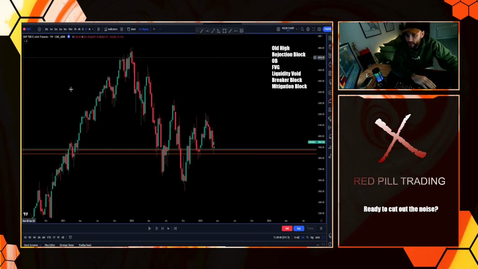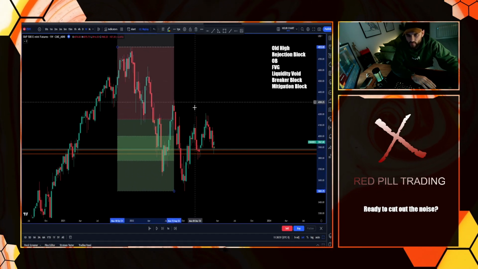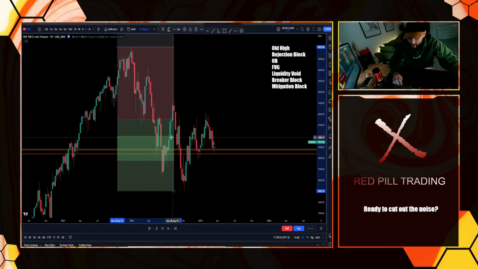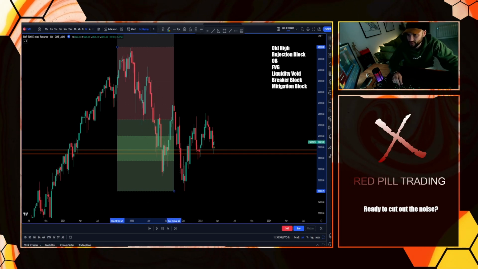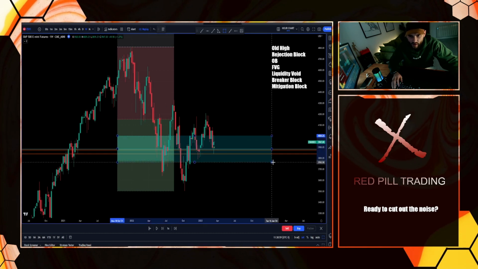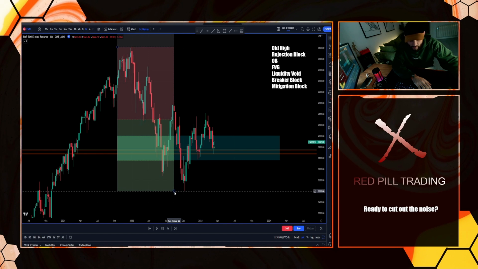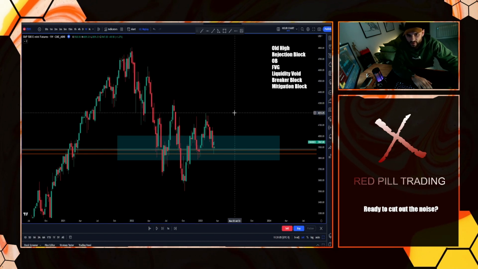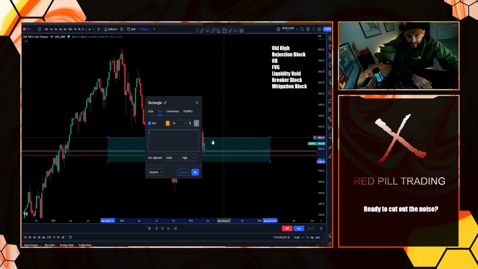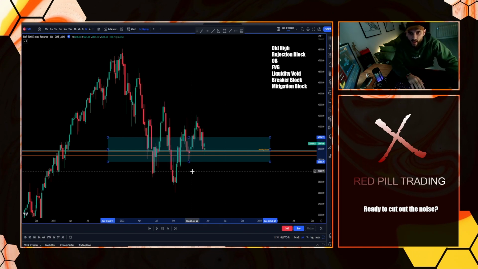Let's start with the monthly to get an indication of where we currently sit, because what we want to find out is where price is likely to head. This is a game of probability. So is it moving from a premium to a discount, or from a discount to a premium? If we look at this monthly range, this is quite clearly a monthly discount. Why is this a monthly discount? Because it is below equilibrium.